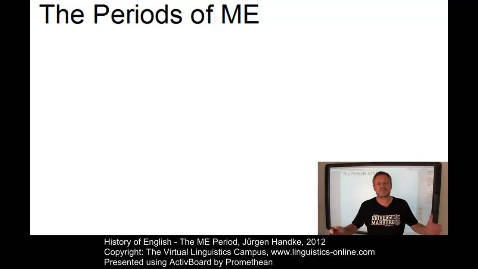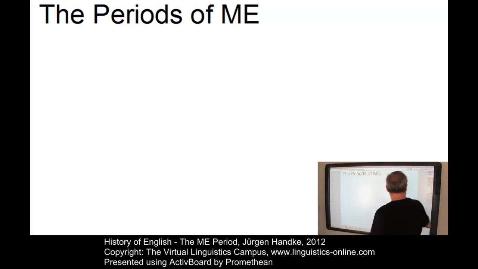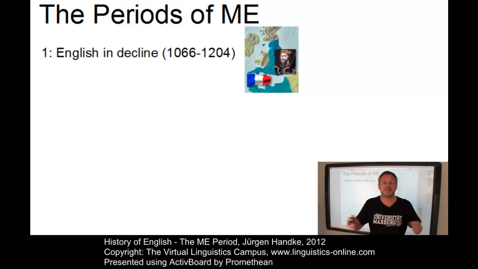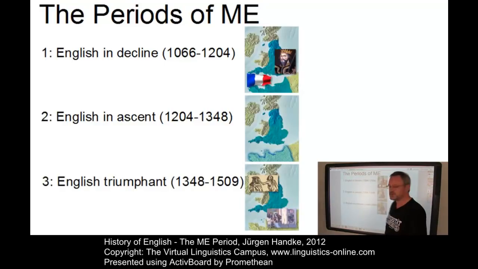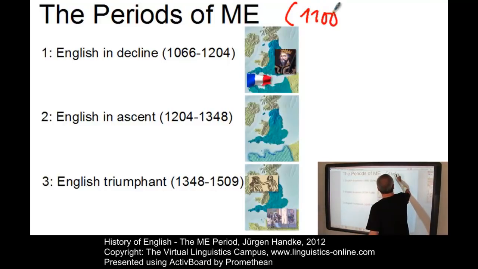The Norman invasion brought massive changes to England's political and social structures, and it had an enormous impact on the English language. Historically, and concerning the situation of the English language, the Middle English period can be subdivided into three phases. The first phase saw a decline of English. In a second phase, English was sort of resurrected, and we can label it as the ascent of English. And the third phase, well, is associated with the triumph of the English language over the French language. Now, as I said, Middle English is generally defined as from 1100 to 1500 after Christ.